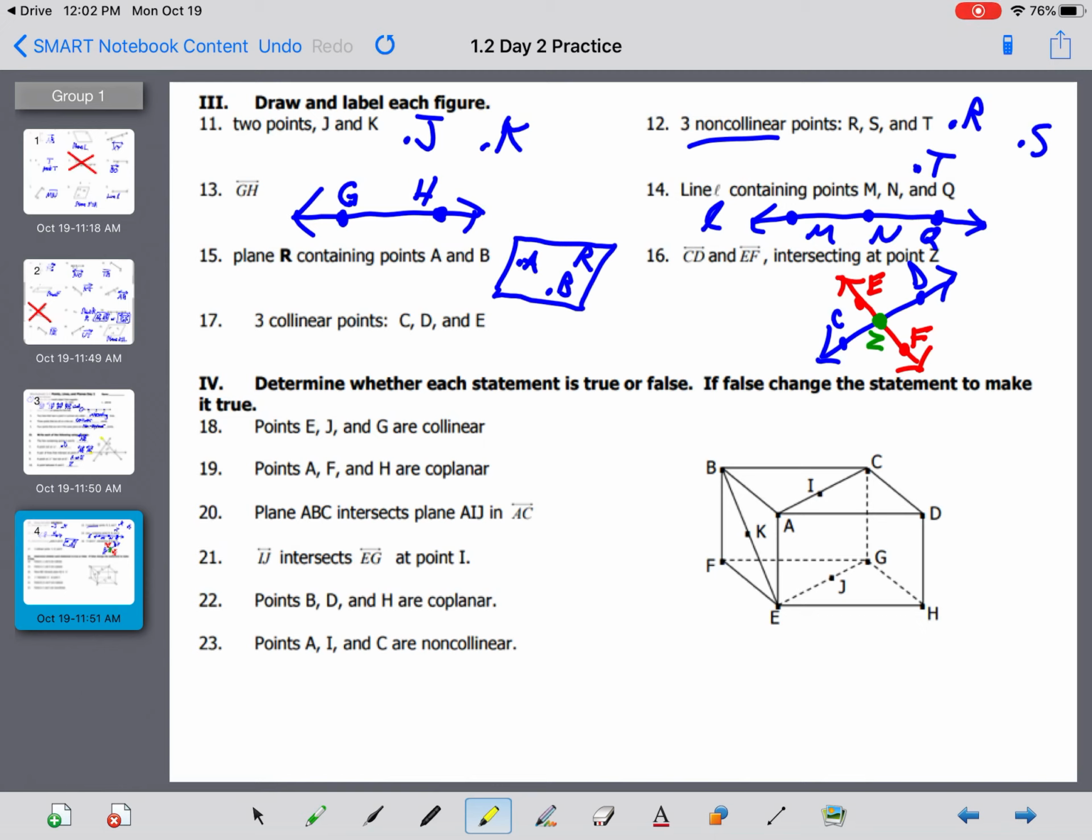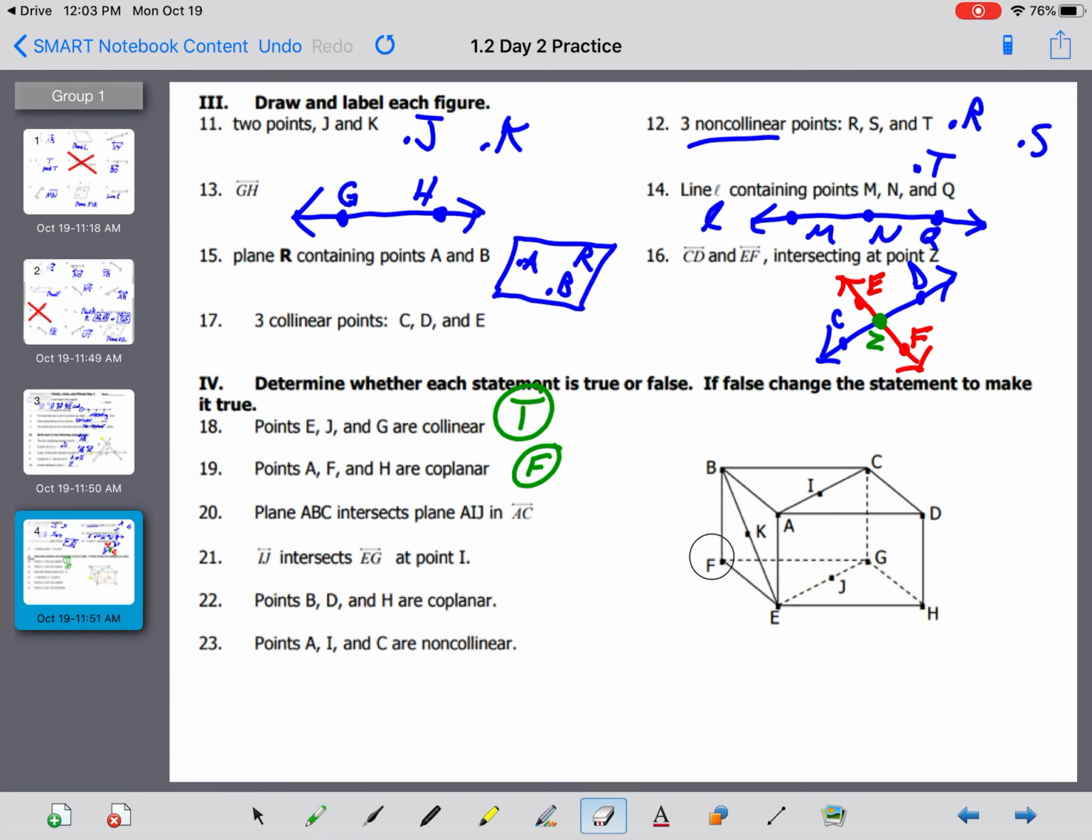Determine whether each statement is true or false. Points E, J, and G are collinear, meaning on the same line. E, J, and G are on the same line. This is true. Points A, F, and H are coplanar. Here's A, here's F, and here's H. Well, A and H are on the same plane, but F is not, so this is false.